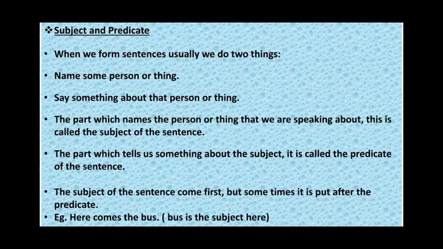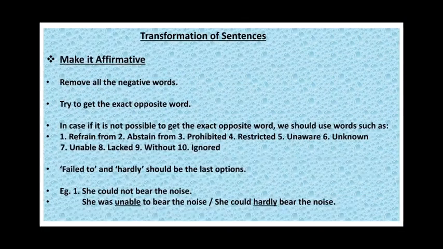Now let's begin with the transformation of sentences. That is how to change and rewrite the sentences. So first one is how to change or make a sentence into an affirmative sentence or a positive sentence. First is remove all the negative words like no, not, never, cannot. Next is try to get the exact opposite word.